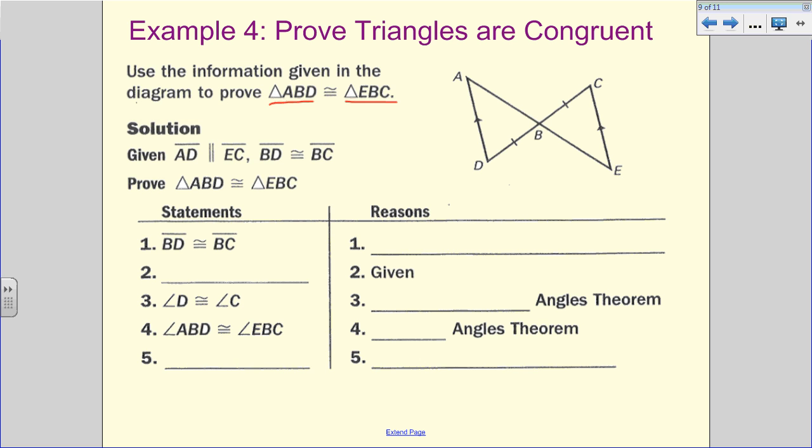If we take a look at what we're given, segment AD is parallel to segment EC. We can see that they're parallel.